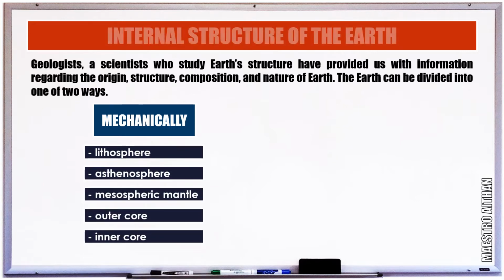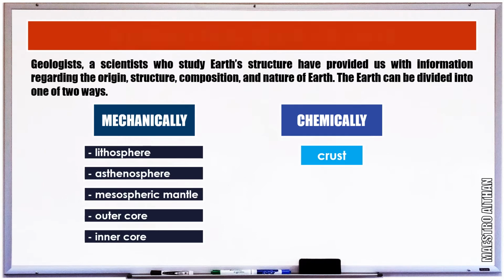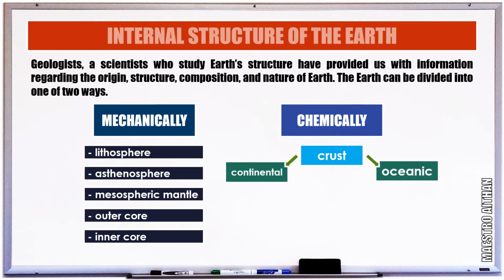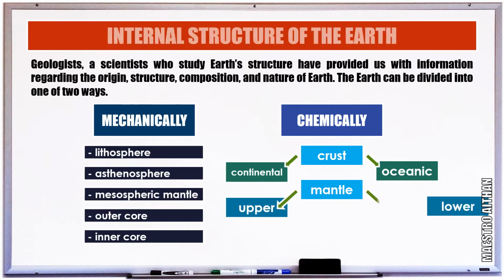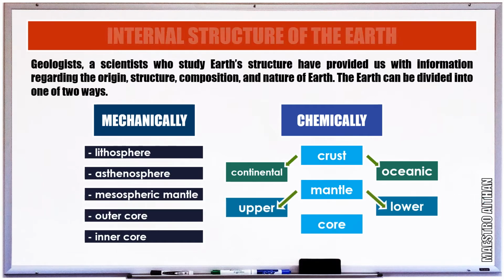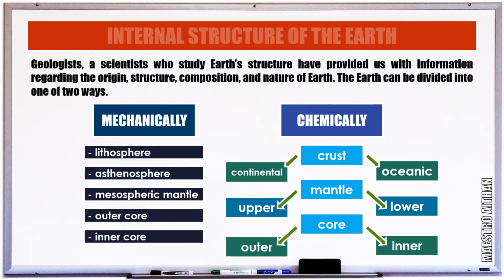On the other hand, chemically, which is the more popular of the two, it can be divided into crust, which can be classified into continental crust and oceanic crust. Mantle, which can be subdivided into the upper mantle and lower mantle. Core, which can also be subdivided into the outer core and inner core. Fun fact. Did you know that, except for the crust, no one has ever explored these layers in person? In fact, the deepest humans have ever drilled is just over 12 kilometers, which took 20 years.